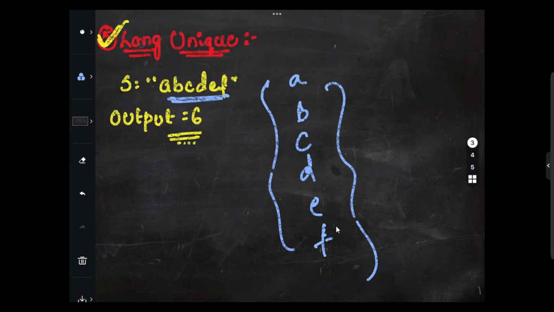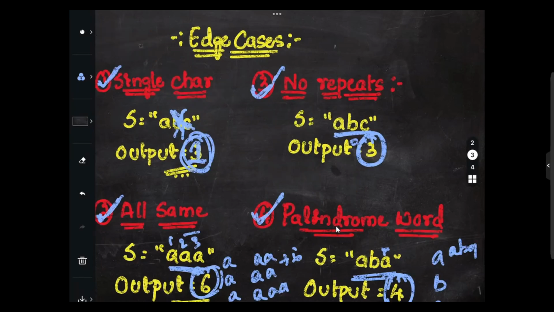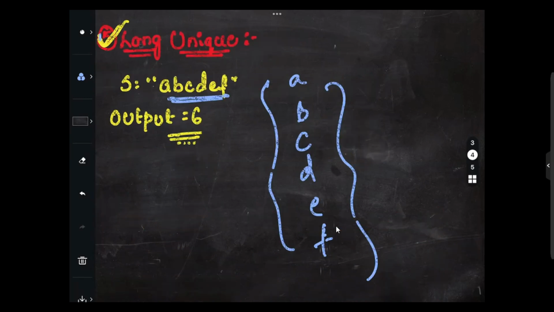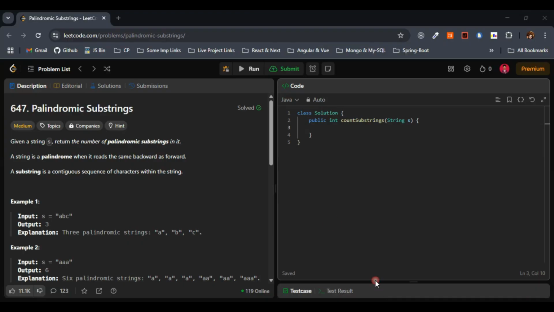So these are the 5 edge cases that we need to keep in mind. First one is for the single character, second one is for all same, third one is for no repeats, fourth one is for the palindromic word, fifth one is for the long unique string. Now we are completely familiar with the edge cases as well as the approach. We are good to write the code. Let's start writing the code.